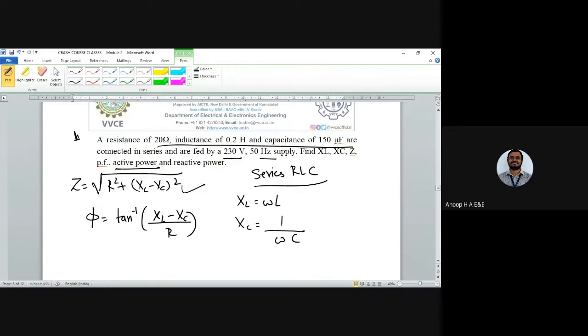Now active power is given by P equals V into I cos phi. And reactive power is given by Q, that would be V into I sin phi. So the active power is expressed in terms of kilowatts or watts, and reactive power is expressed in kilovolt ampere reactive.